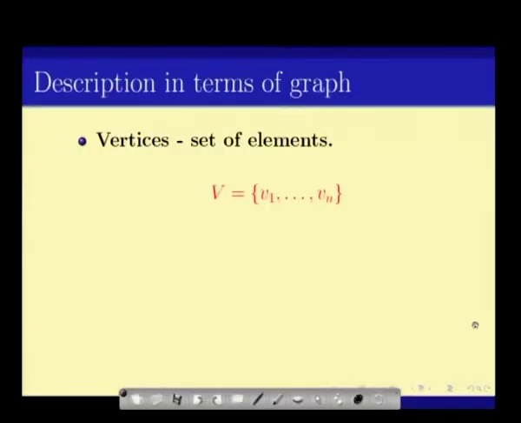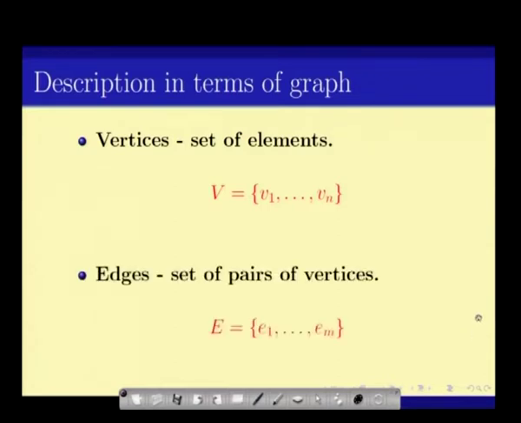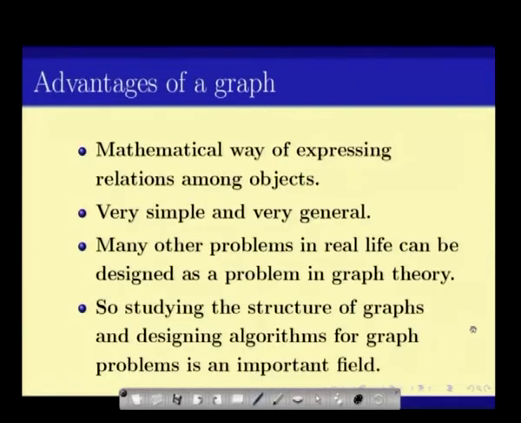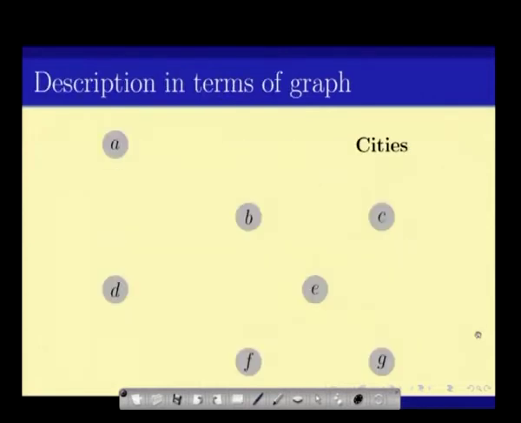So, again just to describe, we have n vertices and some pairs of edges E1 to Em. Now, graphs are some mathematically interesting objects. They help in expressing relationship between objects. They are very simple and very general. Many real life problems can be modeled in this wording of graph theory. And so, if we have a better understanding of the structure of graphs or algorithms for graphs, then we are in good shape.